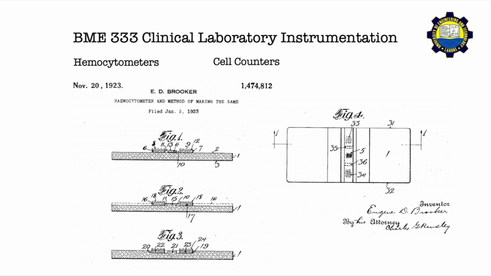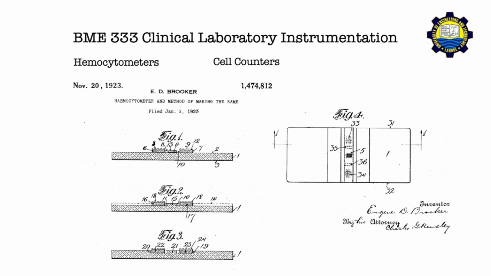So enough about history. Let's understand what these basically are. So what is it that we're looking at? This sort of a rectangular dish or a rectangular slab with further rectangles in them. What are we looking at? We're basically looking at, if I have to formally define it, a counting chamber device. It's used for counting blood cells.